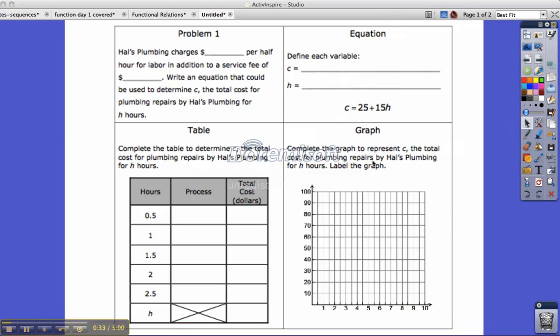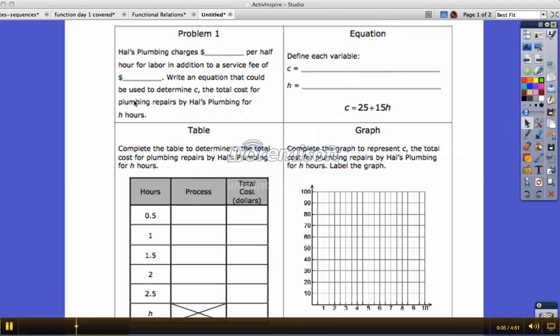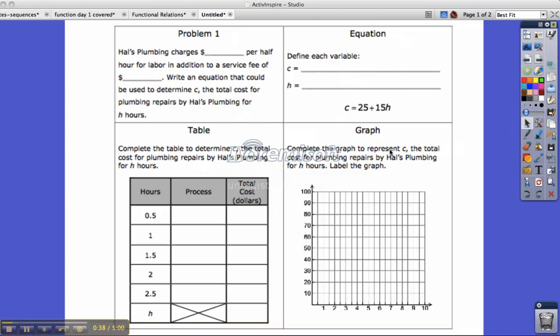You have this paper with you, and we are going to go ahead and start and try to fill in all of the blanks for the problem, equation, table, and graph. So let's start. We're going to read the problem out loud first. House Plumbing charges blank dollars per half hour for labor in addition to a service fee of blank dollars. Write an equation that could be used to determine C, the total cost for plumbing repairs by House Plumbing for H hours. Okay, so go ahead and pause that and think about what was in this situation so far. Think about what numbers we need to plug in for the blanks. Think about what else we're going to be doing.